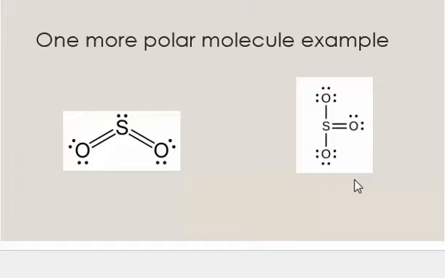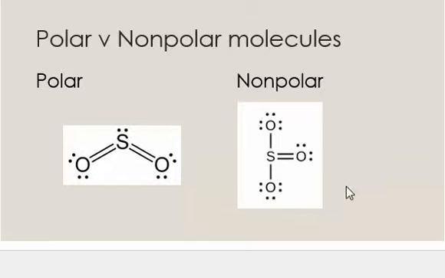Pause the video and identify the polarity of these 2 molecules. Since the sulfur atom in sulfur dioxide has a lone pair, this is a polar molecule. On the other hand, since sulfur trioxide has a sulfur atom with no lone pairs, this is a nonpolar molecule since the sulfur is bonded to 3 atoms of the same element.